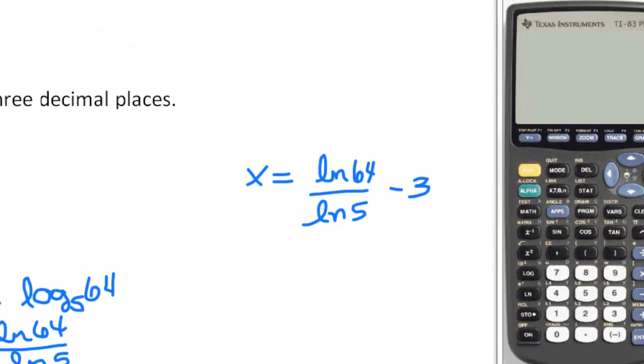So bringing up our graphing calculator, we're going to take the natural log of 64, be sure to close that parentheses, we'll divide it by the natural log of 5, close that parentheses. Our graphing calculator is smart enough to know that it needs to do the division first before it subtracts the 3. So when we take away 3 from that and ask for the answer, we will get our value, which is negative 0.416 to 3 decimal places.